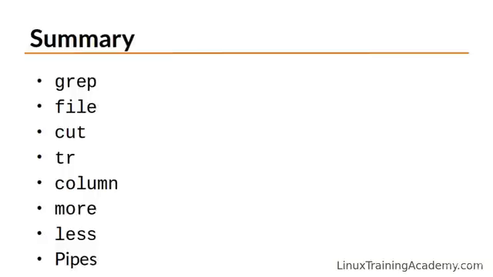In this lesson, we learned how to search the contents of files using the grep command, how to determine a file's type using the file command, how to cut out pieces of a file using the cut command, how to translate characters with the tr command, and how to format output into columns with the column command. We also talked about the commands more and less, which are pagers. The important thing to note here is that there are many small commands that do one thing well, and that you can chain them together using pipes to do something very powerful and useful.